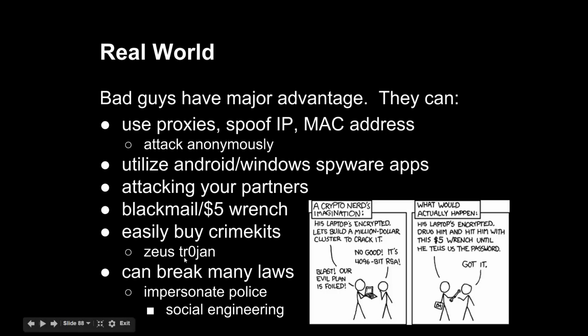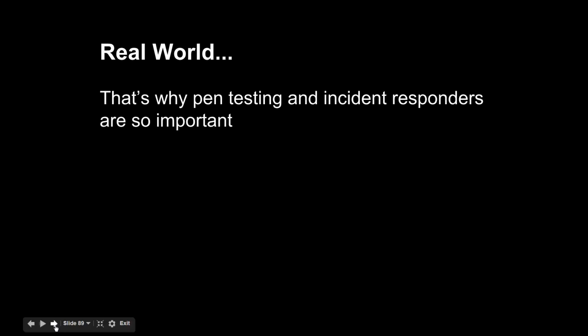They can also buy crime kits. They can buy identities online and use them to impersonate people. They can impersonate police with fake uniforms and many other things, which is why it's so important to do pen testing properly, not just run some script kiddie utility. And this is also why the social engineering aspect is extremely important too for some organizations. It's underappreciated in my opinion.